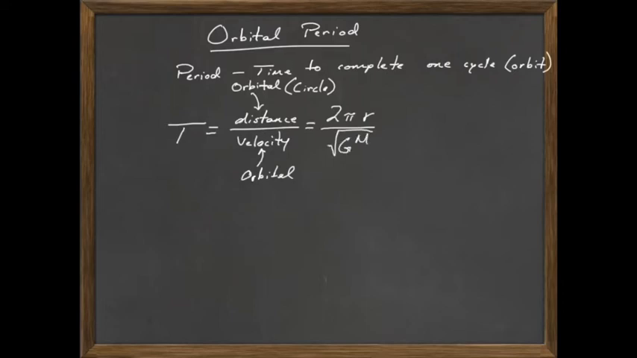Now the distance is not how far away we are in terms of the orbital radius. Remember, when we're going around in an orbit, the distance we travel is the circumference at that orbital radius. So we're going to put 2 pi r, because that's the circumference, out at some distance r. And the orbital speed at that location would be the square root of the gravitational constant times the mass of the planet over the orbital distance r.